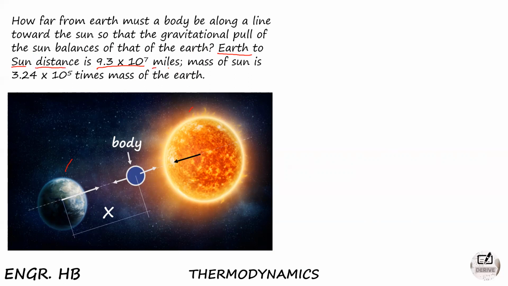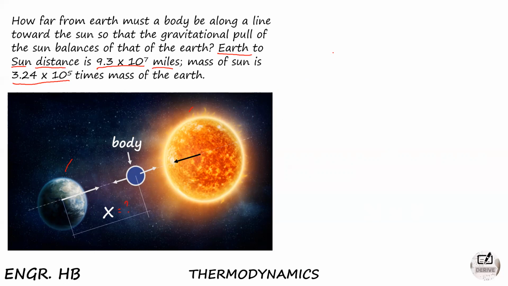So miles ang unit. And the mass of the sun is 3.24 times 10 raised to 5 times the mass of the earth. Obviously, of course, the sun is 3 times 10 raised to 5 times bigger than the earth. So that was almost 324,000. Tama, kasi 10 raised to 5 is 100K, so times 3.24. So 300K approximately or larger. So paano natin isosolve yung problem na ito? So we're going to find this x.